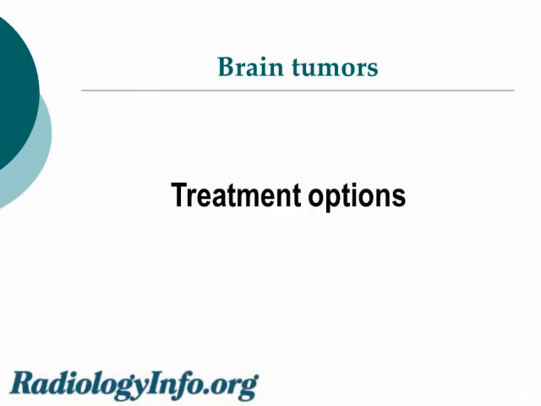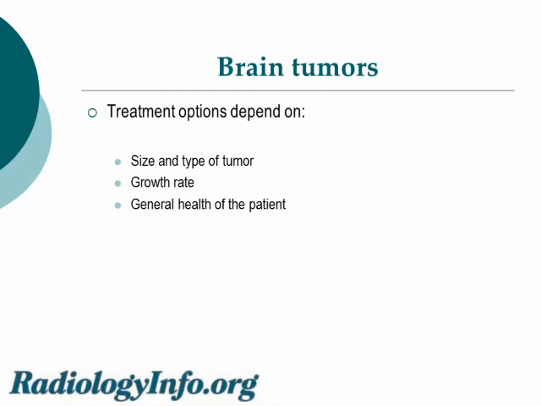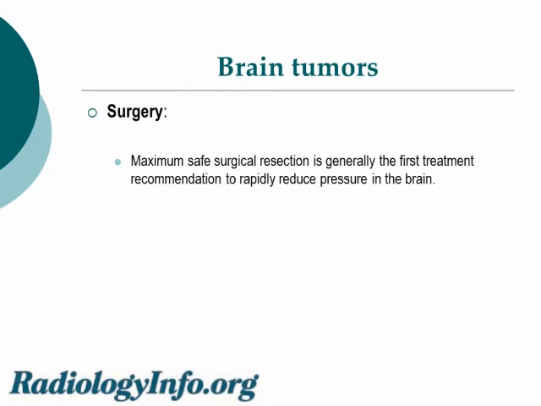There are many different treatment options for patients with brain tumors. However, these depend on different criteria. It depends on the size and type of tumor, the growth rate of the tumor, and the general health of the patient. These treatment options generally include surgery, chemotherapy, and radiation therapy. Surgery includes the maximum safe resection of a tumor, and that's generally the first treatment recommendation to reduce pressure within the brain rapidly.